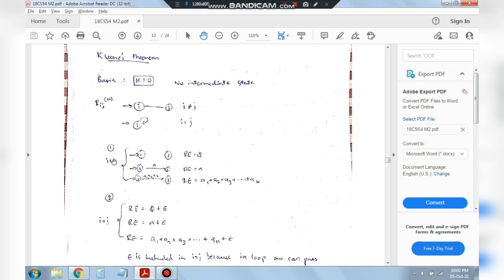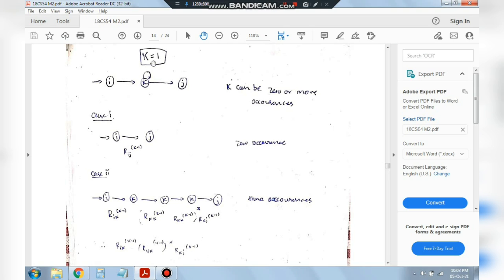Suppose that i and j both are the same, that means the starting and ending state is the same. At that time, use the same notations here: null plus epsilon, a plus epsilon, a1 till ak plus epsilon. So if it's the same, you just have to add epsilon. Why? Because if you are starting from the same state and ending with the same state, that means you have passed through the empty string, right? That should be included here. Okay, that means the null string here.